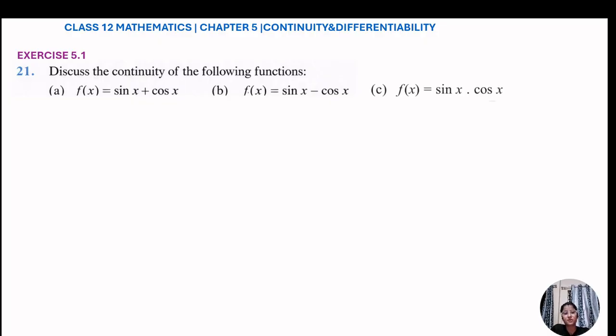For the B question, it is defined as sin x minus cos x, and C is like a product. What we are doing is just finding the continuity of the sum of two functions, the difference of two functions, and the multiplication of two functions. So are you eager to use something? Yeah, you are right. You are going in the right direction. Yes, we're gonna use the property of continuity here.